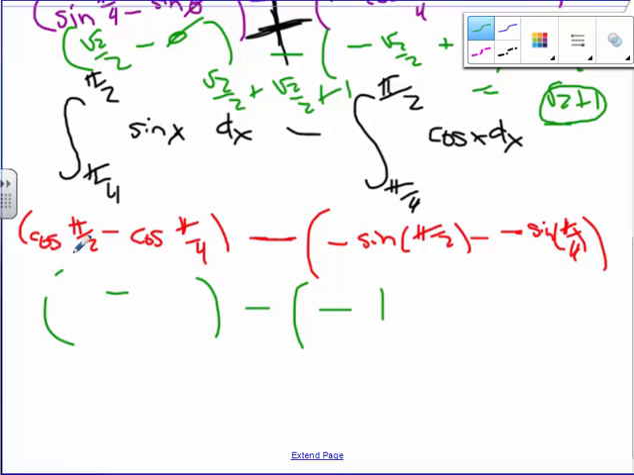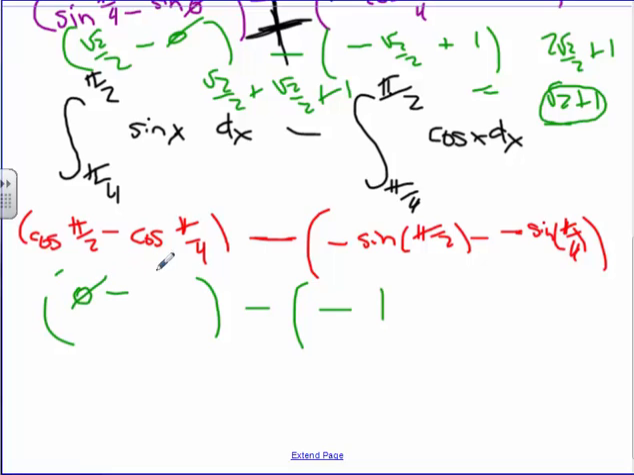Cosine of pi over 2 is actually 0. Cosine of pi over 4 is root 2 over 2. Okay, now back to this. Sine of pi over 2 is 1. Double negative really just means add. And then sine of pi over 4 is root 2 over 2.